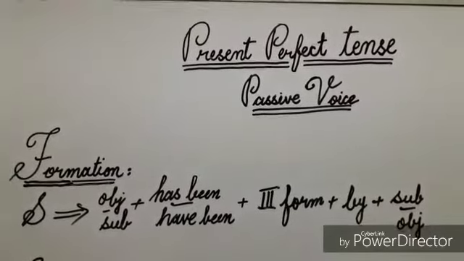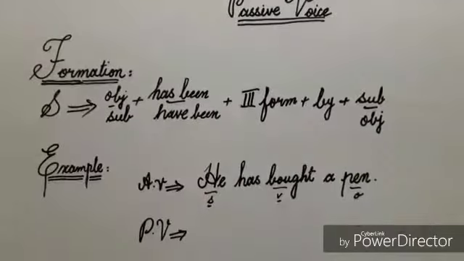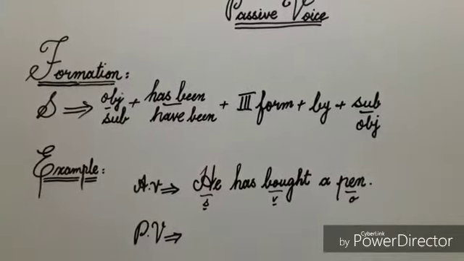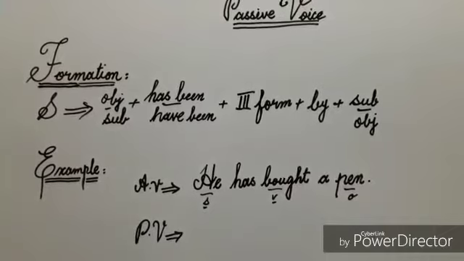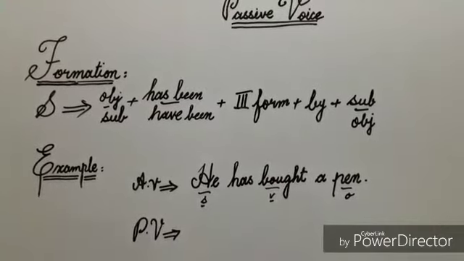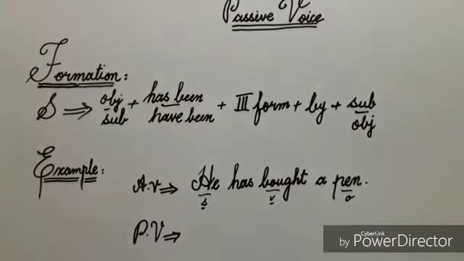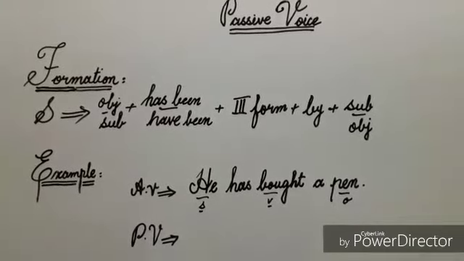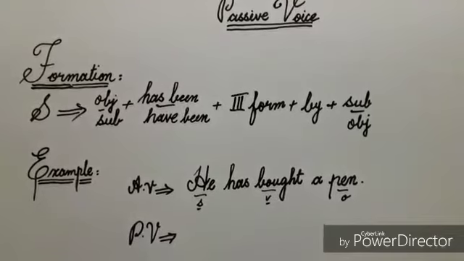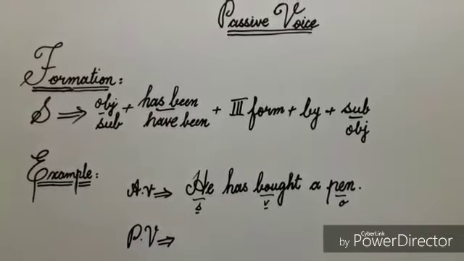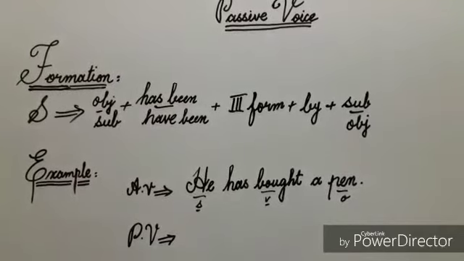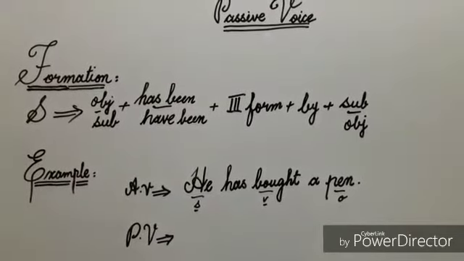Now I'll explain this formation by example. He has bought a pen. In this sentence, the word bought is verb because it is showing some action, and its subject is he because he is doing the work of buying. Pen is object because the work of buying is being done on it. In this sentence, verb is in active voice because its subject does something. So it's active voice sentence.